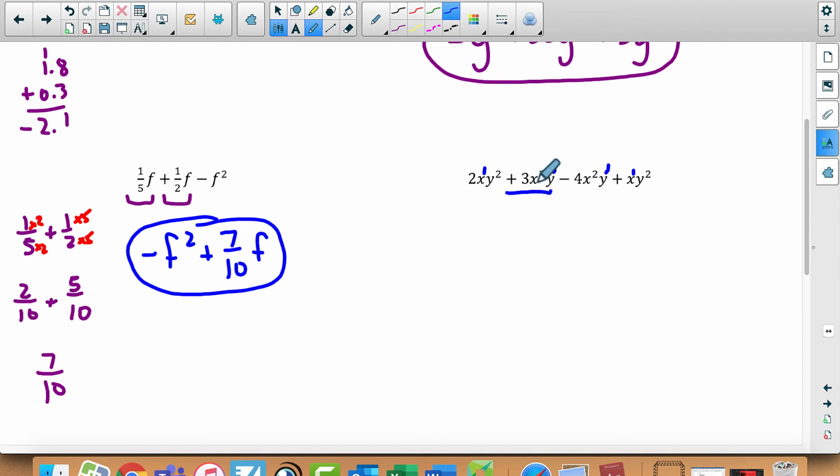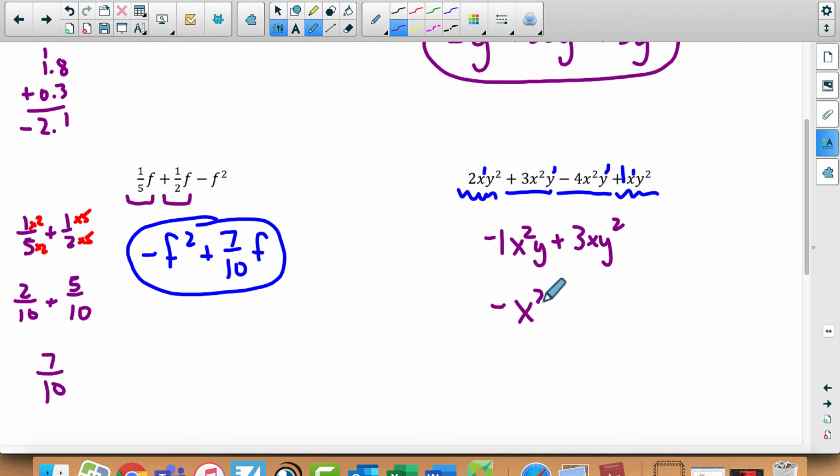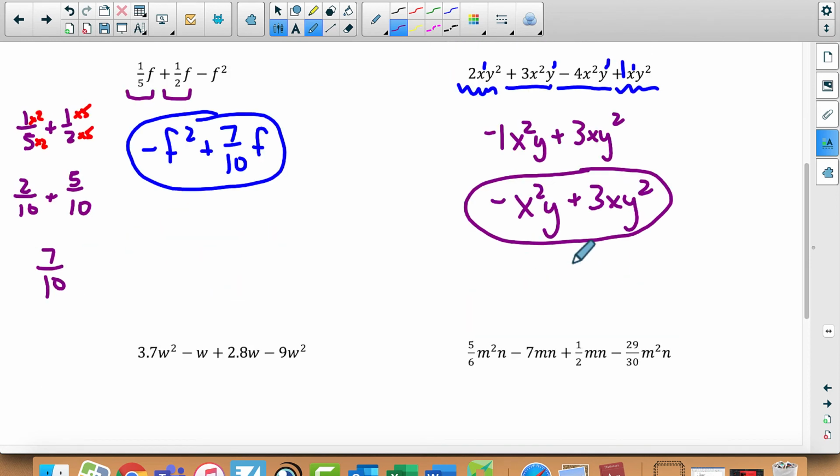So I see I can combine this 3x squared y and this negative 4x squared y. Well, 3 take away 4 is negative 1x squared y. And then I'll combine this 2xy squared and this plus xy squared. I could put a 1 in there if I want. So 2xy squared plus 1xy squared. Well, that equals 3xy squared. So plus 3xy squared. Anything we can simplify? Yeah, take out that 1. We don't need it. So negative x squared y plus 3xy squared. Finished.